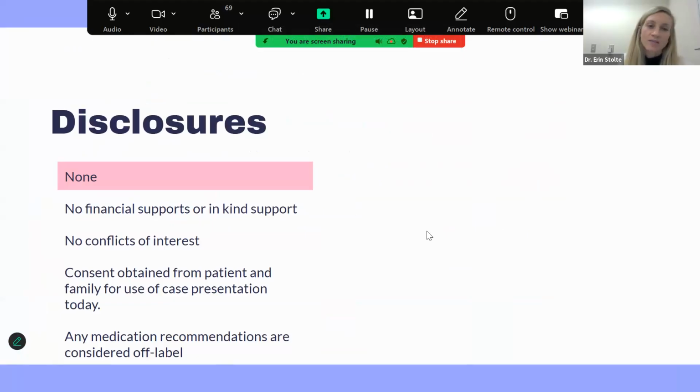Before I start, we don't have any disclosures at all in terms of financial support or in-kind support, no conflicts of interest. We do have consent obtained from the patient and family for use of a case presentation today, and any medication recommendations that we talk about are considered off-label but within the guidelines.